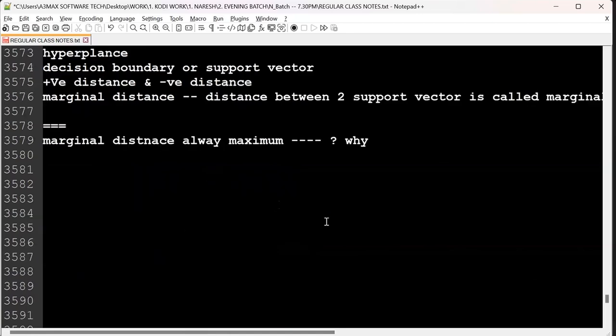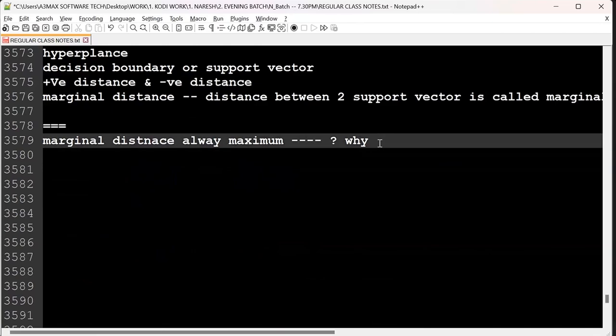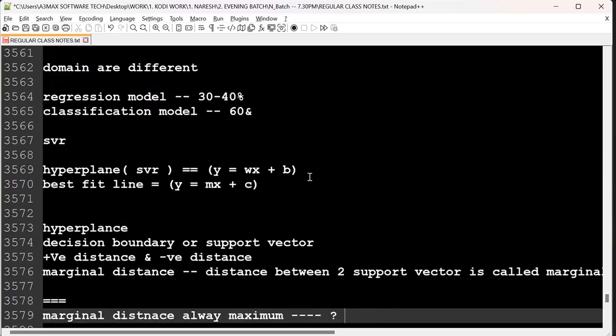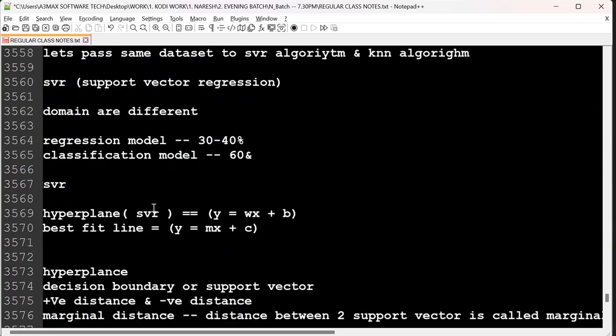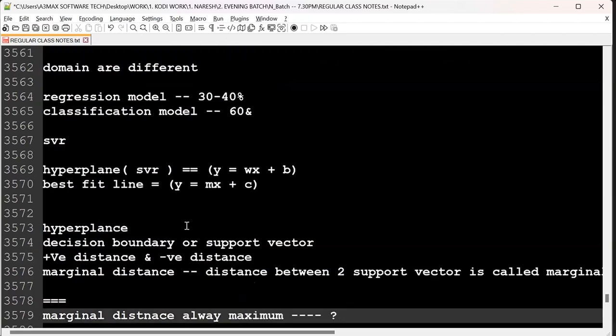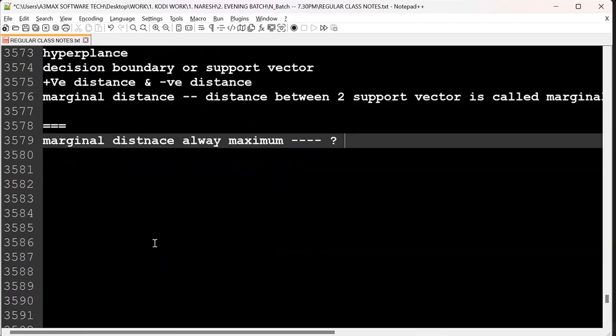It's working. So guys, always understand the marginal distance should be maximum. The question is why. I will explain these things. So understand this little math. Are you clear? So what topics did we understand? Today we learned what is hyperplane, what is decision boundary or support vector line, positive distance from hyperplane to support vector line, and the distance between two support vector lines is called marginal distance, and the marginal distance is always maximum.